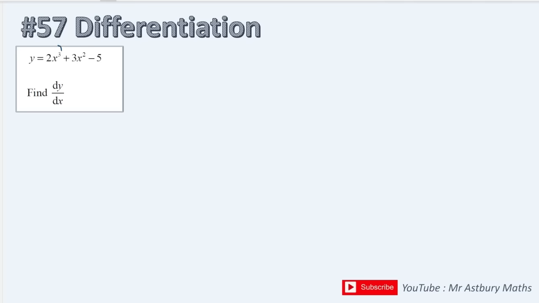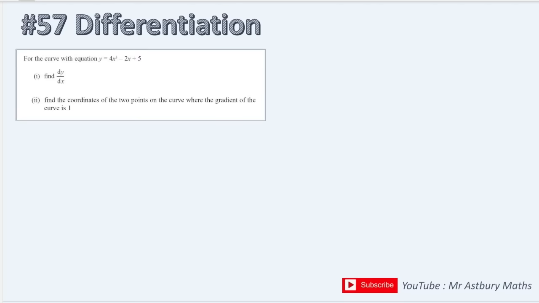So we take the power and we multiply it by the coefficient, and then we drop the power down by 1, and that's it. So 3 times 2 gives me 6, and then the power gets dropped down by 1. And this is to work out the gradient function dy by dx. Here, 2 times by 3 gives me 6, and when I drop the power down by 1, I get x to the 1, which is just x itself. And then finally, any constant added on will always differentiate to 0. So if there's no x in the term, it will go to 0. And that's how we differentiate.